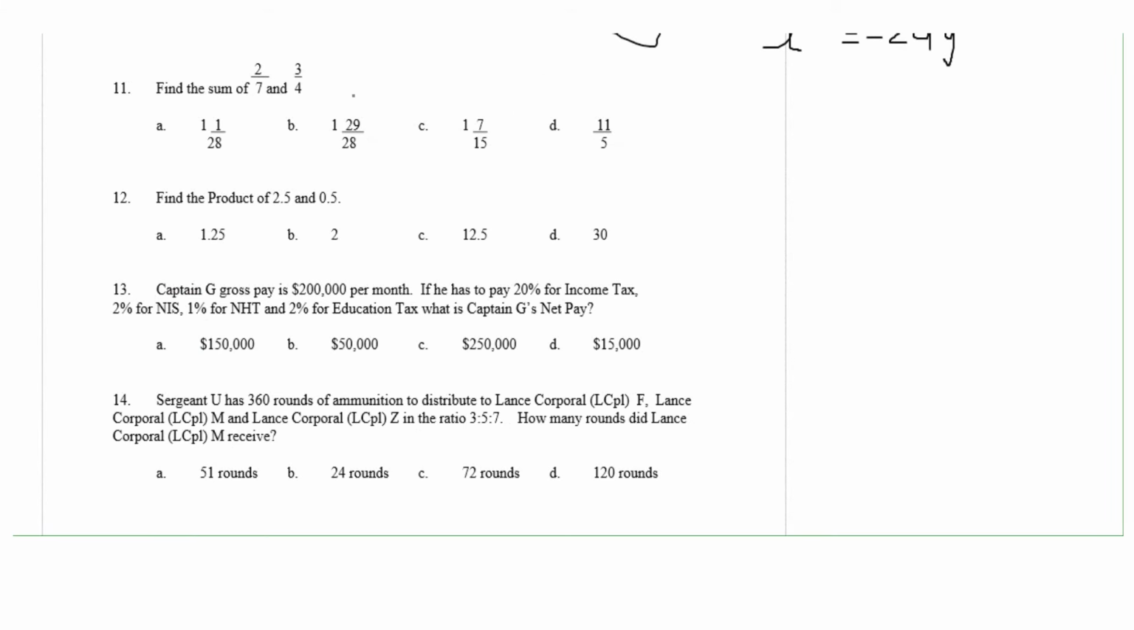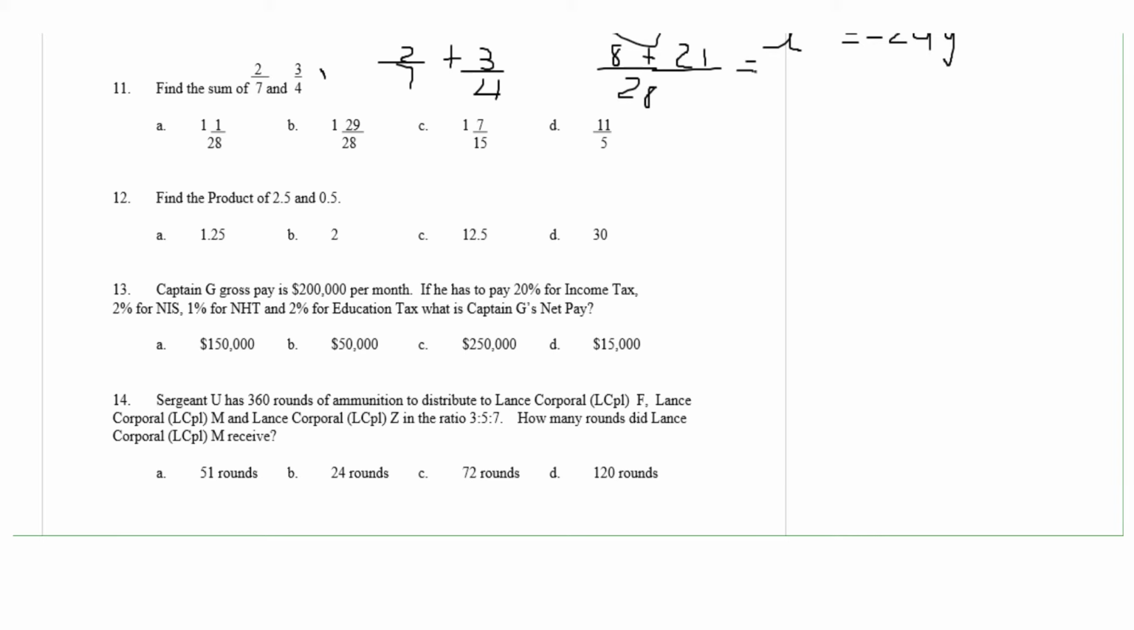Okay, question 11 would like us to find the sum of 2/7 and 3/4. So first we need to find the LCM. LCM would be 28. So 7 into 28 gives us 4. So 2 times 4 is 8. 4 into 28 gives us 7. And we're going to multiply the 7 by the 3, that gives us 21.